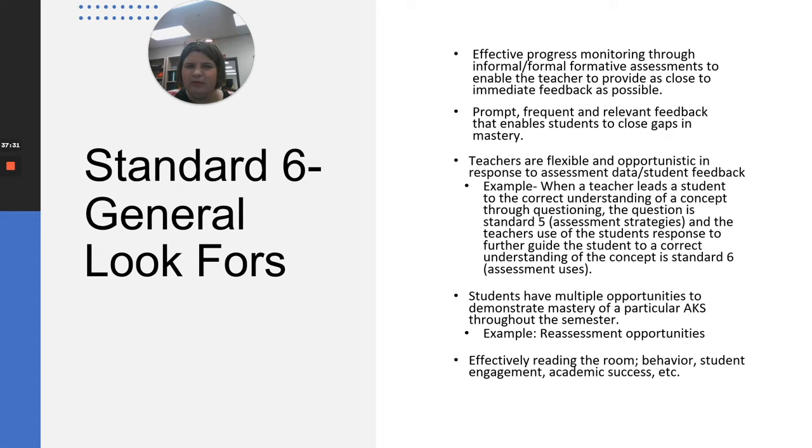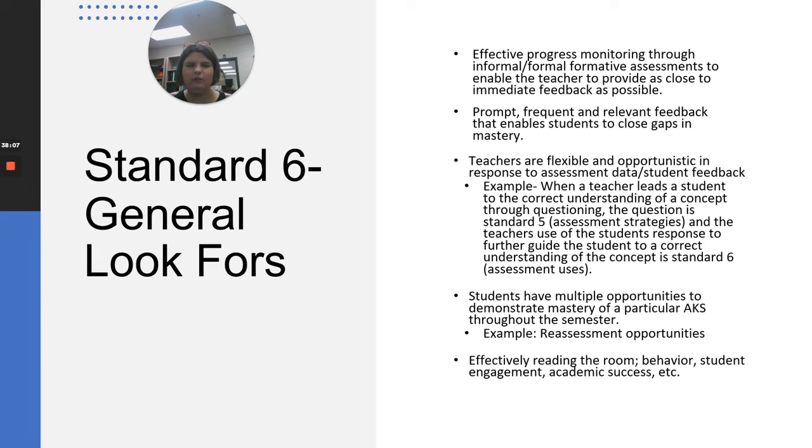Teachers are being flexible and giving opportunities for response. So when you lead the student to the understanding of a concept, you ask them questions and they start to understand, then you use their response to help guide what you're going to do next. Okay, students have opportunities to demonstrate mastery. So even if they don't do well the first time, they can reassess and demonstrate that mastery. It's really important that our goal isn't a grade, but that our goal is to help them actually master the content, and then they can earn the good grade.